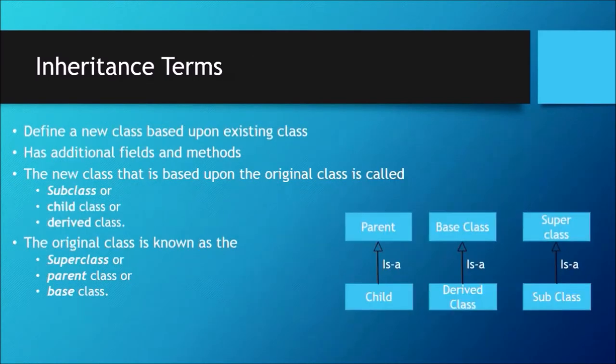Inheritance terms. Now, when we talk about the terms, you need to know that there are some phrases that we will be using interchangeably in class. So when we talk about inheritance, we can create a new class based upon an existing class. The new class will have additional fields and methods. The new class that's based upon the original class is called a subclass, a child class, or a derived class. And the original class is known as the superclass, or the parent class, or the base class. So we can use these words interchangeably. And in between these two classes, there is a relationship. And when we talk about that relationship, that is an is-a relationship.